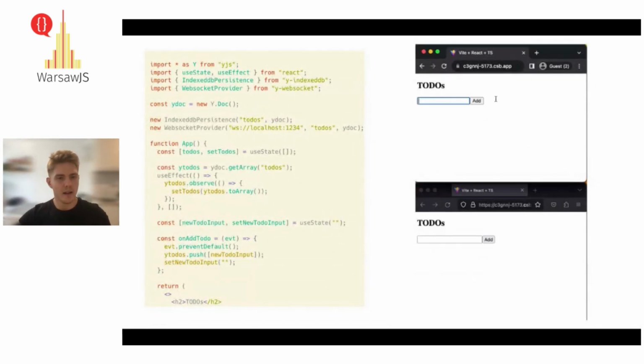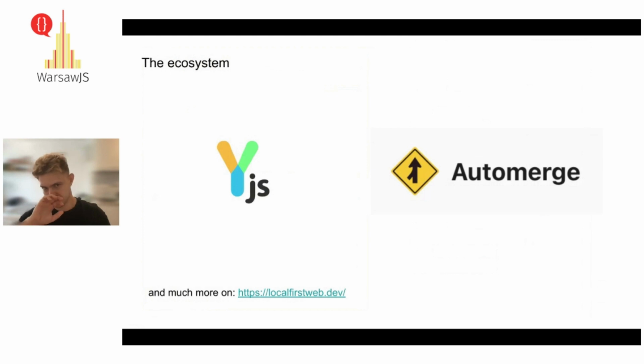But as with a lot of technologies, we have multiple options. YJS is, as I mentioned, the most popular one. It's quite old. I think it's around 8 years or 5 years, not quite sure, but it's been around for quite some time. And we have a new player in the game called AutoMerge. It was actually written by the guys from the Manifesto. And it looks very, very promising, but actually the landscape is much more complicated than that.